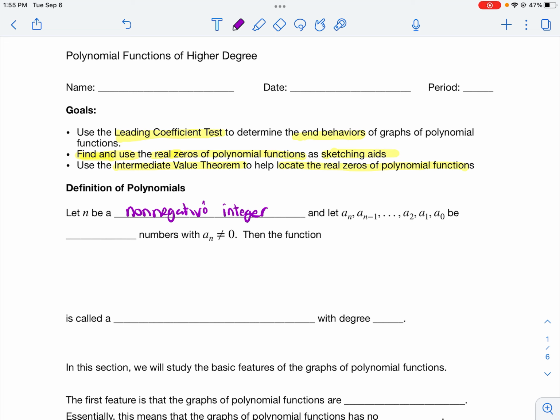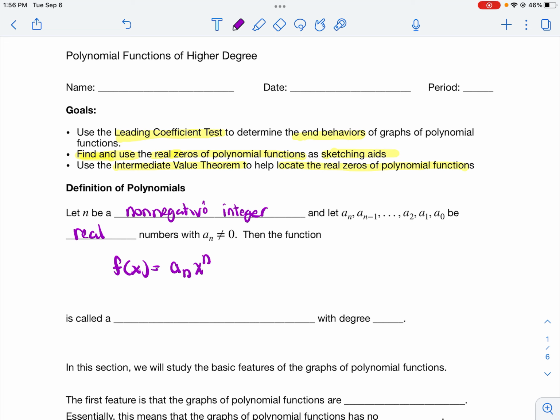And let a sub n minus 1, all the way down to a sub 2, a sub 1, a sub 0 be real numbers, where the a represents your coefficients, the numbers in front of the x in the expression. Pretty much up to now, all the numbers you've worked with have been real numbers. Only if you have an imaginary unit is it not a real number. With a sub n not equal to 0, so the leading coefficient cannot be 0, then the function f of x is equal to a sub n, the number that goes with the x raised to the n power.